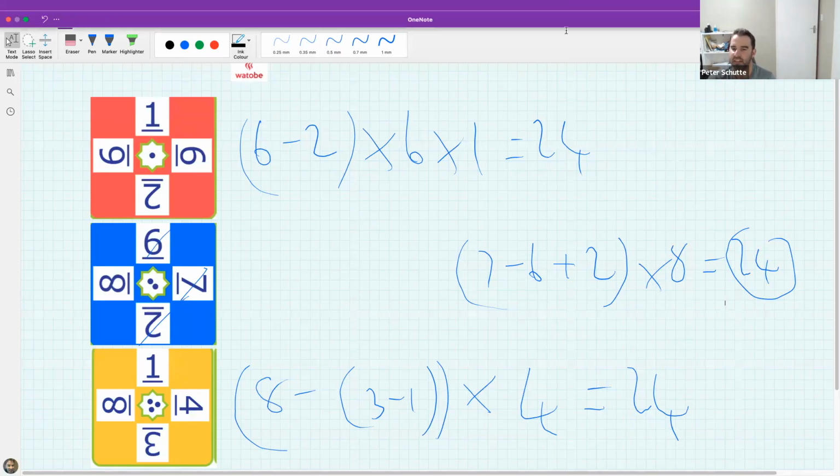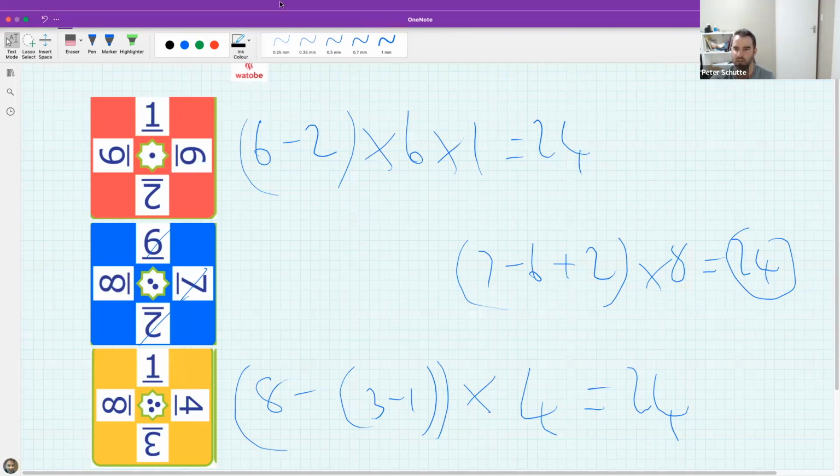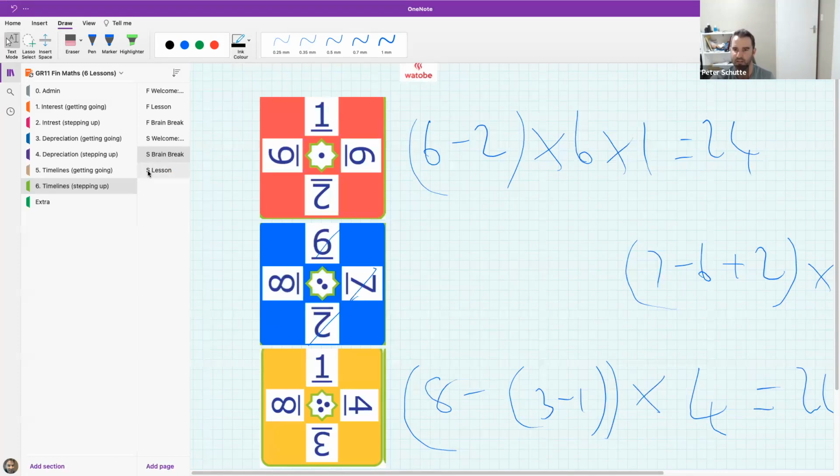Yep, there we go. The blue one felt harder than the yellow one there, but well done to everyone who attempted those. And it just keeps our brains nice and sharp. And it's something to just sort of break away from the lesson for a second or two.